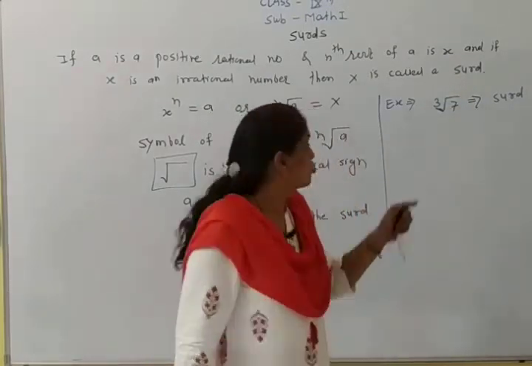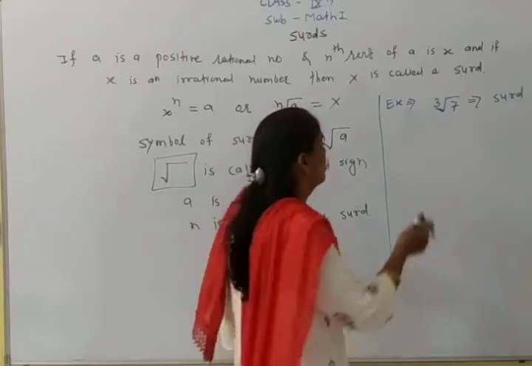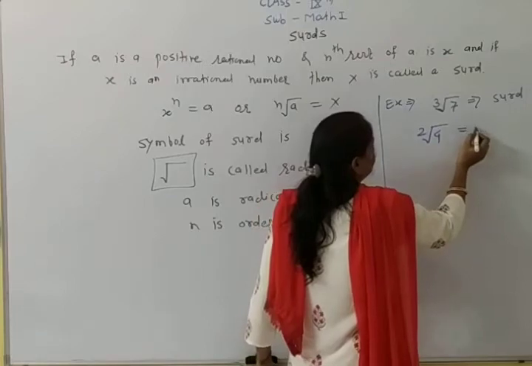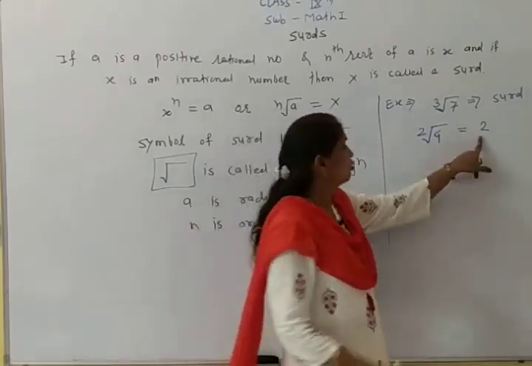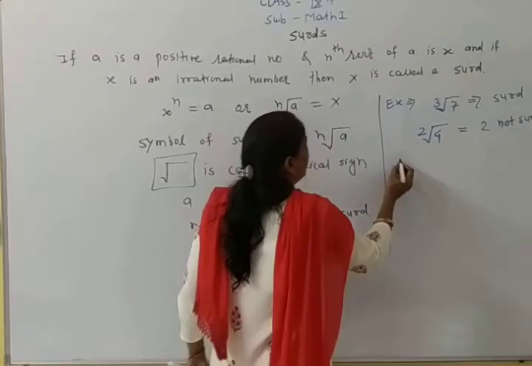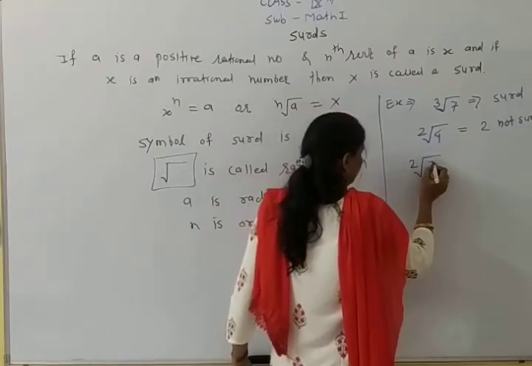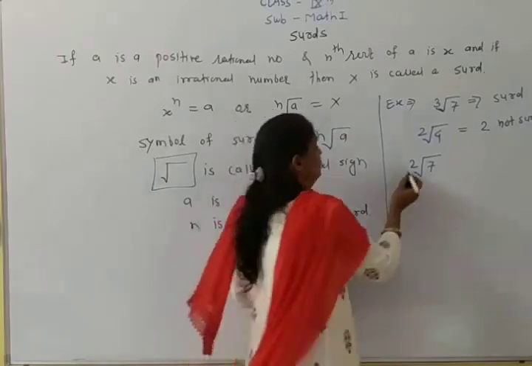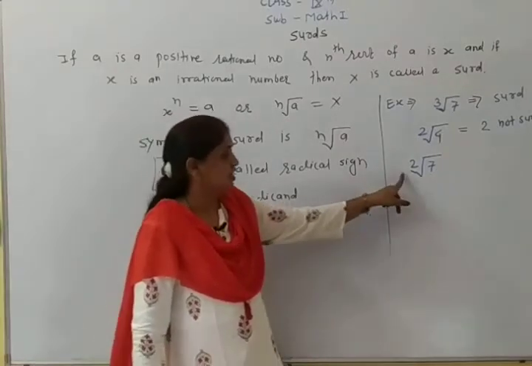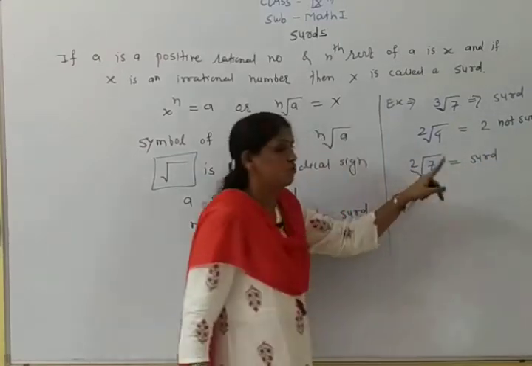A number whose root cannot be solved is a surd, and one that can be solved is not a surd. For example, square root of 4 is 2. This got solved, so this is not a surd. Then square root of 7. Is this number solvable? No, it cannot be solved. So this is a surd, because it cannot be solved.